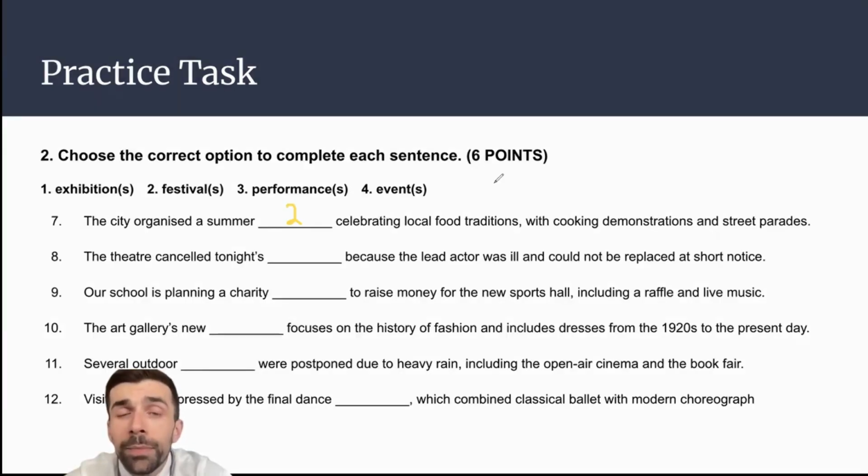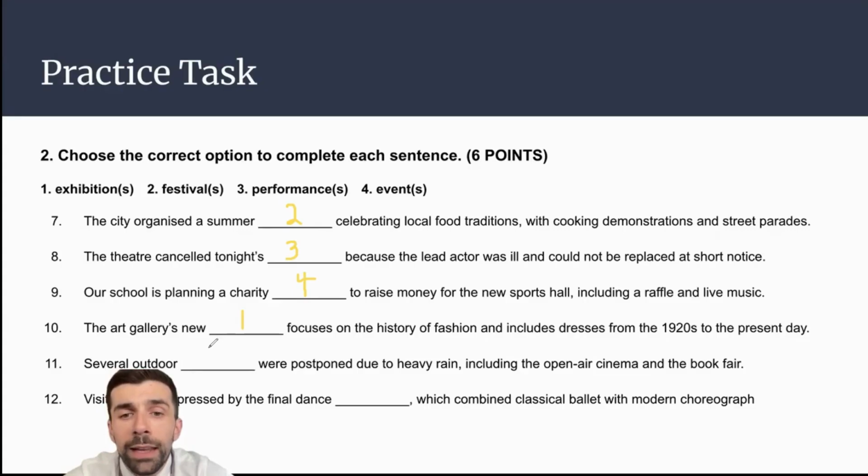Time is now up. As always, if you need more time, you may pause the video and continue when you are ready. Let's check together. The theatre cancelled tonight's performance because the lead actor was ill, because this is about a stage play. Our school is planning a charity event because it's not about artwork. It's not big enough to be a festival. The art gallery's new exhibition, because it's about art.